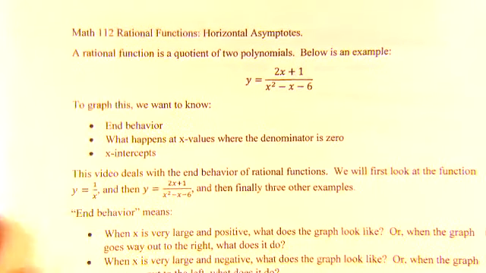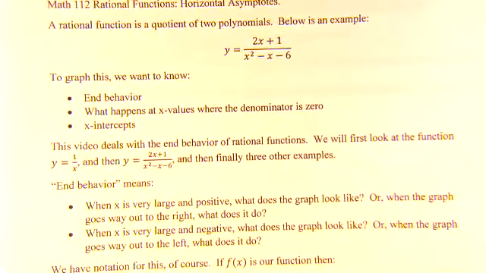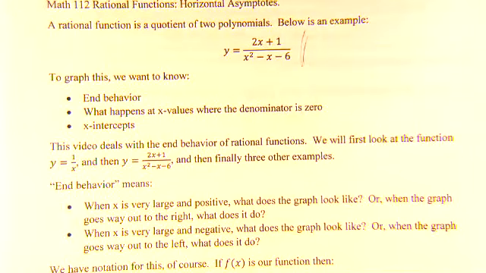Okay, so this is the last section for Math 112, rational functions. There's actually 3 lectures here, but they're all connected together. So a rational function is a quotient of two polynomials. So 2x plus 1 over x squared minus x minus 6.